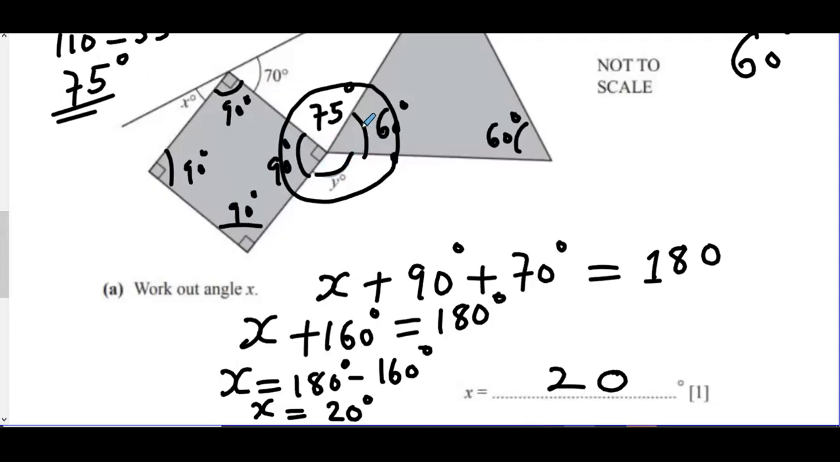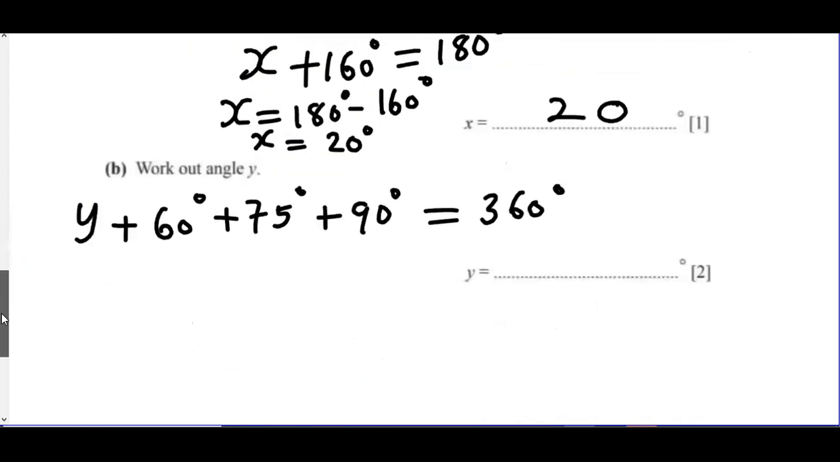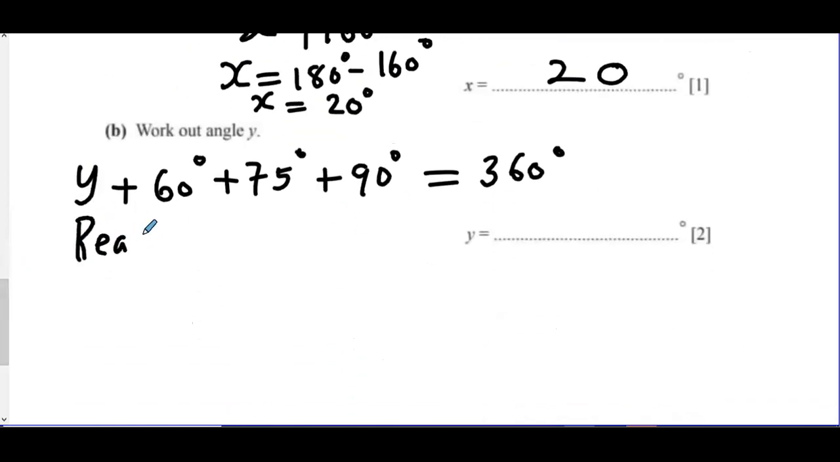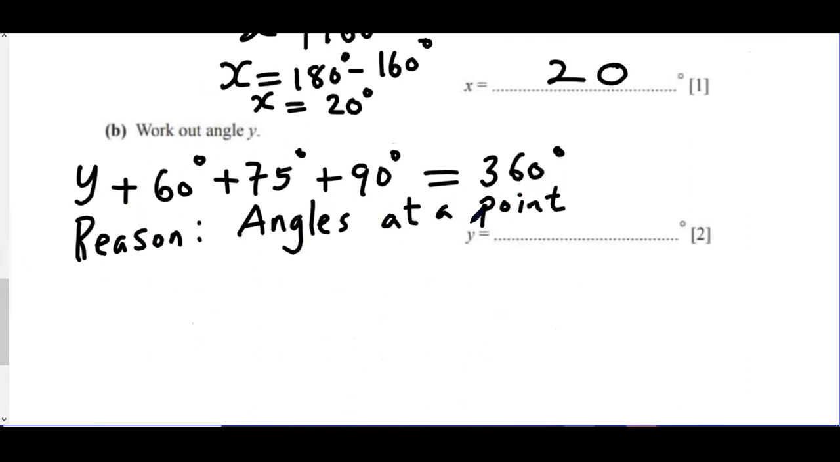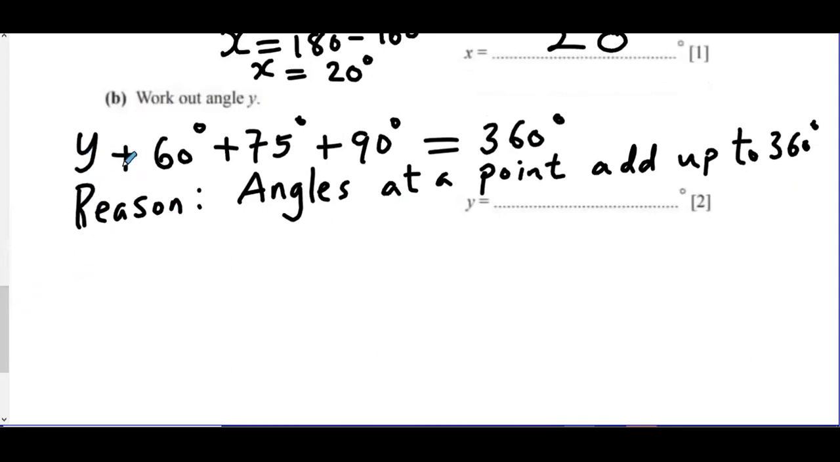Okay, so y plus 60 plus 75 plus 90 equals 360 degrees. If they ask you what the reason is, we say angles at a point add up to 360 degrees. Or we say angles around a point add up to 360 degrees. So that is the reason. So go ahead and collect like terms. Here it will be y plus 60 plus 75, which is 135 degrees. Again, I have to add 90 degrees. That will be equal to 360 degrees.